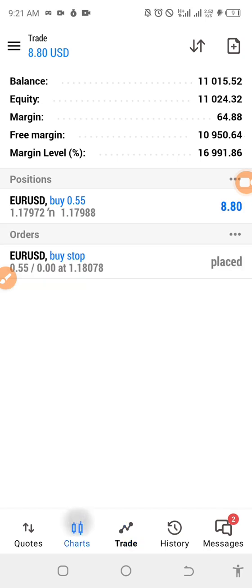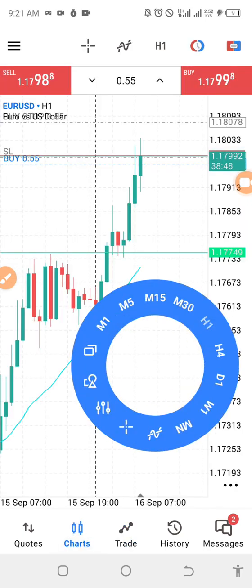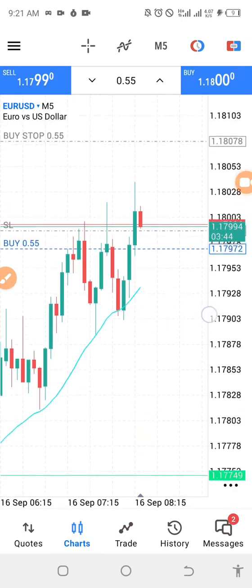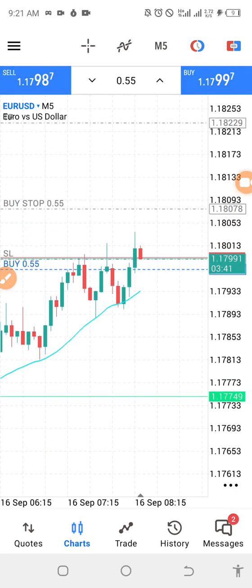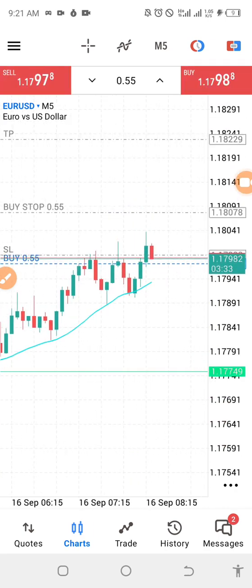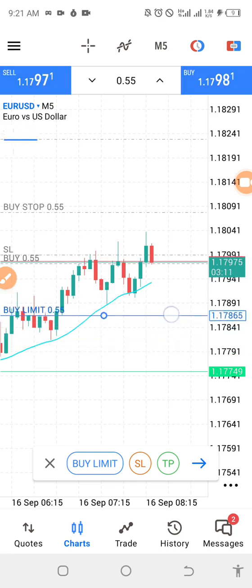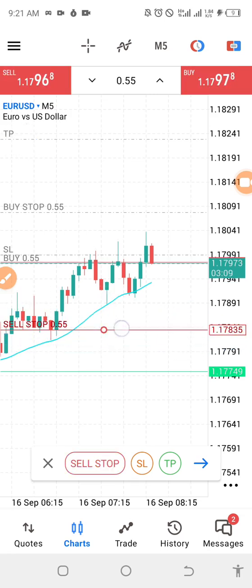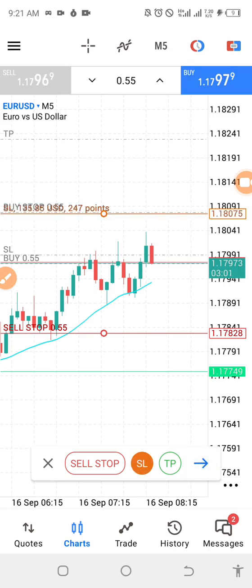This is the 5 minutes time frame, and this is my buy. Whenever price gets to this exact point here, I will automatically get into the trade. Price will just pick me in. You understand? So this is buy stop. And then the reverse is sell stop. Sell stop is also the same. When price is above and you want to get in, you put your sell stop below. Price above, put your sell stop below, and then you enter your stop loss and take profits.